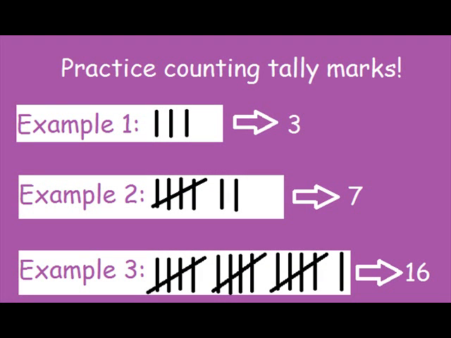Let's practice counting some tally marks together. So example 1 would just sound like 1, 2, 3, 3 tally marks. Example 2 would sound like this if we counted them. 5, 6, 7. 7 tally marks. And example 3 would sound like this. 5, 10, 15, 16 tally marks.